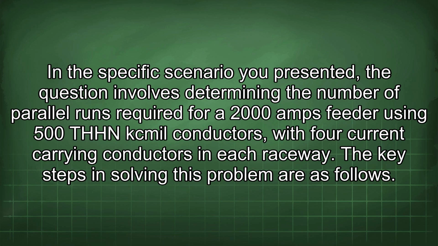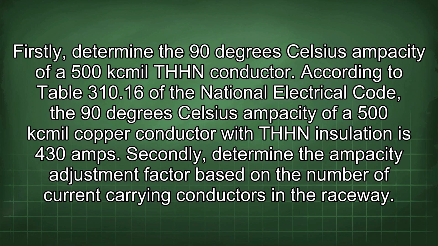In the specific scenario you presented, the question involves determining the number of parallel runs required for a 2000 amp feeder using 500 kcmil THHN conductors with 4 current-carrying conductors in each raceway. The key steps in solving this problem are as follows. Firstly, determine the 90 degrees Celsius ampacity of a 500 kcmil THHN conductor. According to Table 310.16 of the National Electrical Code, the 90 degrees Celsius ampacity of a 500 kcmil copper conductor with THHN insulation is 430 amps.